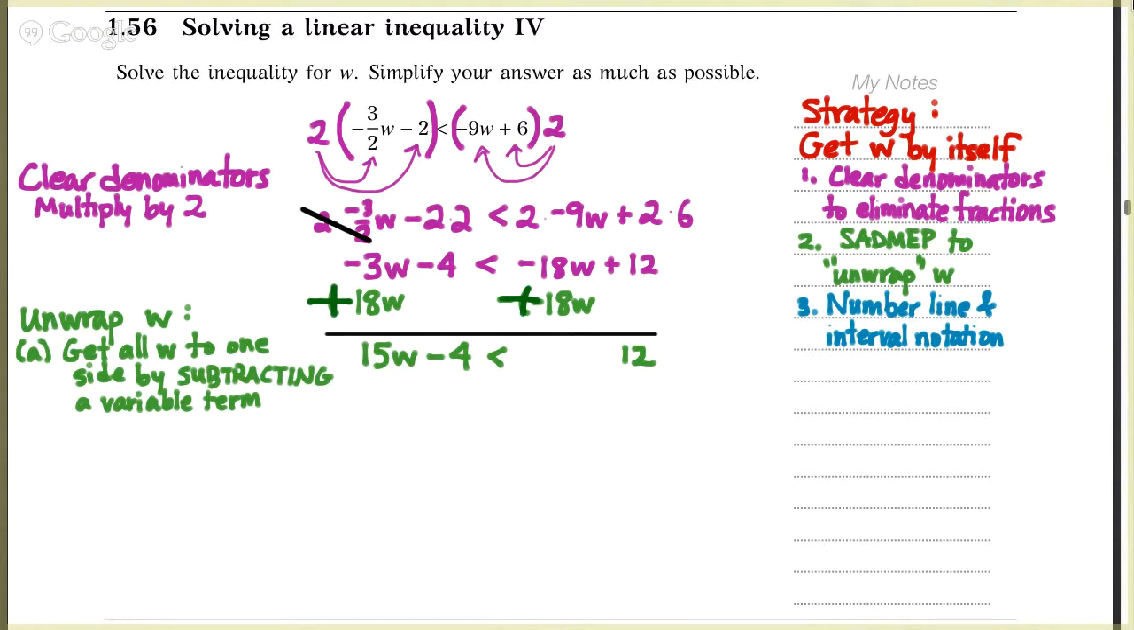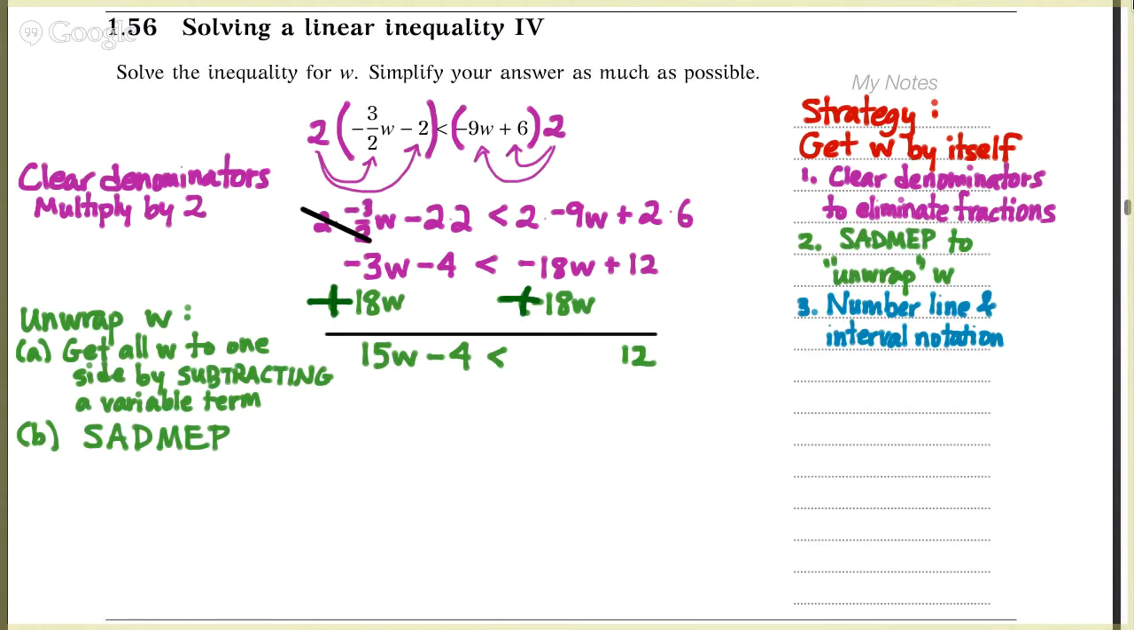We don't have any more variables on the right-hand side, which was the point. Now on the left-hand side, we'll combine those like terms. -3W plus 18W will give me 15W, and we still have the -4. So now our W only lives on one side of the inequality, which means now we can unwrap it using the reverse order of operations that I call SADMEP. Let's deal with all the addition and subtraction first. If we can do any addition or subtraction to get the W to be more unwrapped, let's do that first. Then we'll do any division or multiplication we need to do to get the W unwrapped. And then if there are any exponentials or parentheses, we can worry about those at the end.